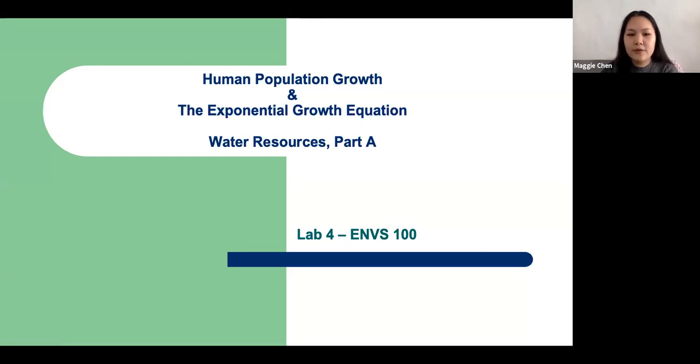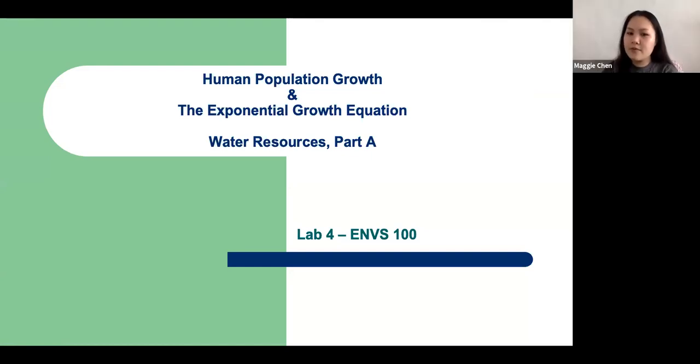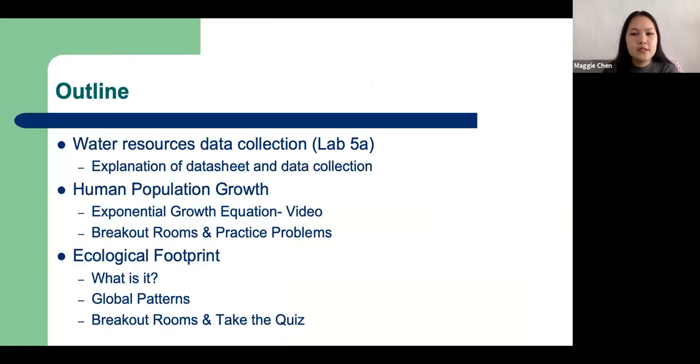So we're going over human population growth and the exponential growth equation, bouncing off of what we went over last week about exponential growth models. We're now looking more specifically at how to use the equation and the different variables involved. So first, an outline for today's lab.